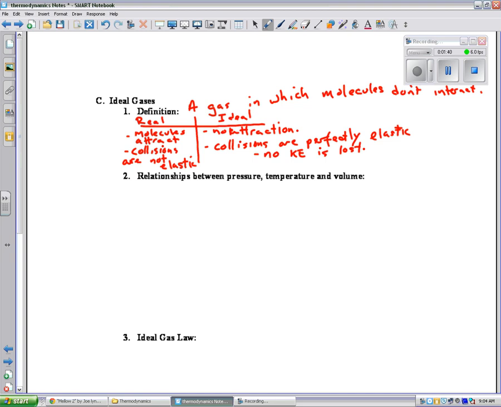Now, you should remember this from chemistry, relationships between pressure, temperature, and volume. If you think of pressure as how hard the molecules are bouncing off the walls of the container, temperature as how fast they're moving, and volume as how big it is, you can easily figure these out. So for the first one, let's say we're going to increase the pressure. Then we're squeezing it, so the volume goes down. That's assuming constant temperature.